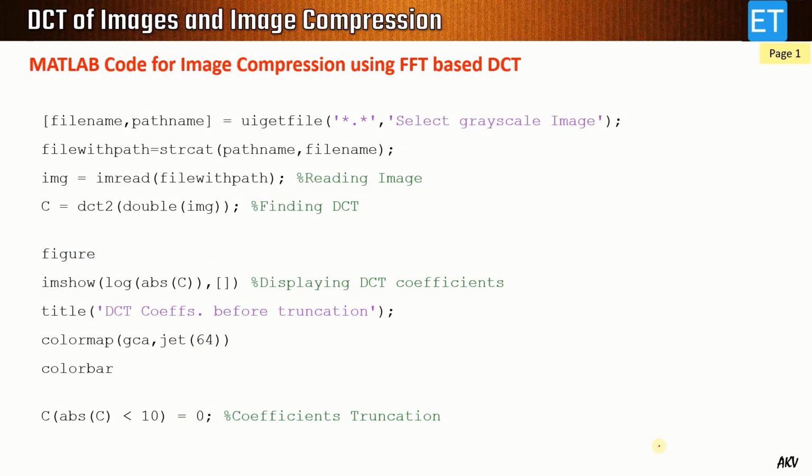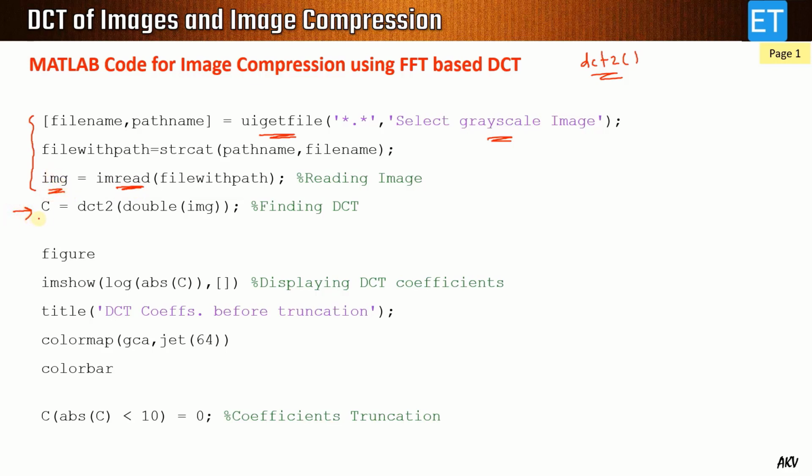So now let us go to the MATLAB code for image compression using the FFT based approach. As I have explained, the FFT based approach is achieved by executing this MATLAB function, DCT2. So I'm utilizing this MATLAB function DCT2 here in this case. When you execute the first few lines, with uigetfile you will get a system dialog box where you can choose your grayscale image, and then your image is read by imread, and your whole image information goes to the img variable.